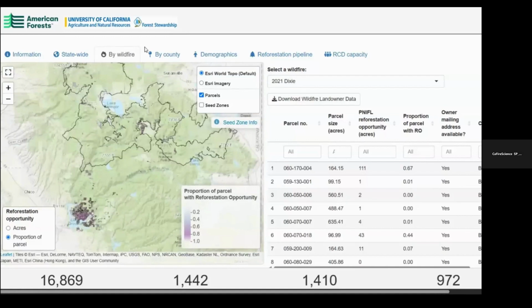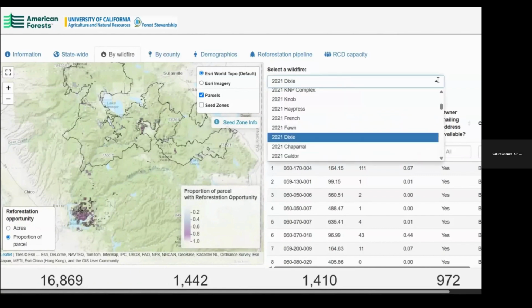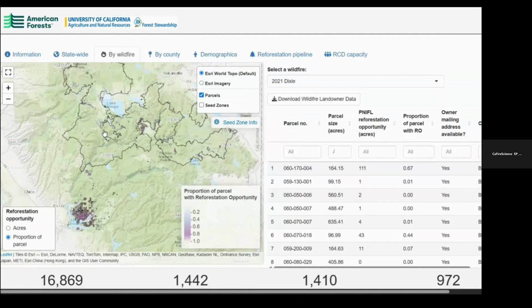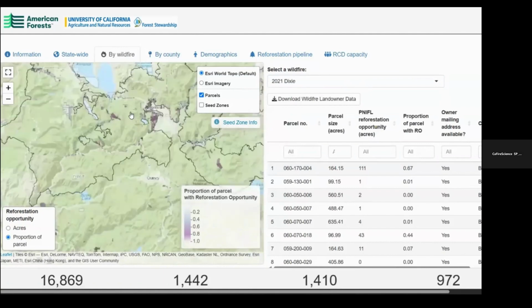Looking at all of these awesome tabs, I think the ones that would be most helpful for me in my position currently and my position in the past would be either by county or by wildfire. Looking right now by wildfire, I've got the Dixie Fire selected, and I just wanted to focus on a few properties that we did work on, so we can do some comparisons.